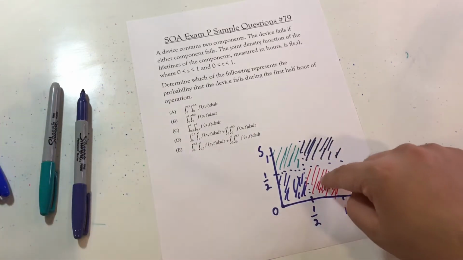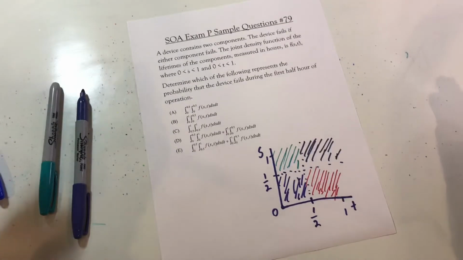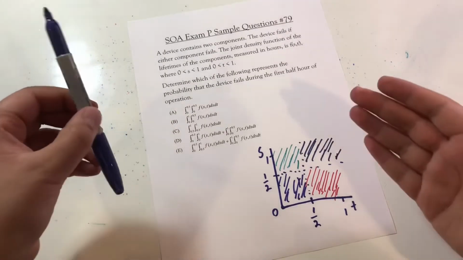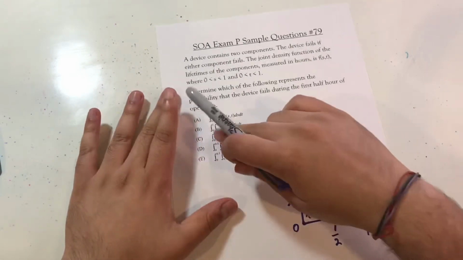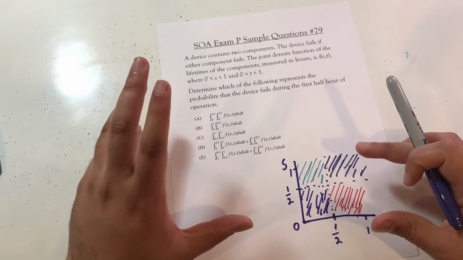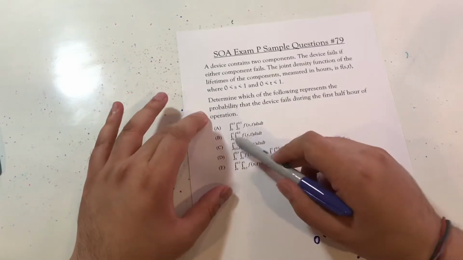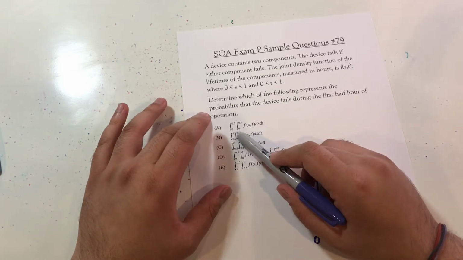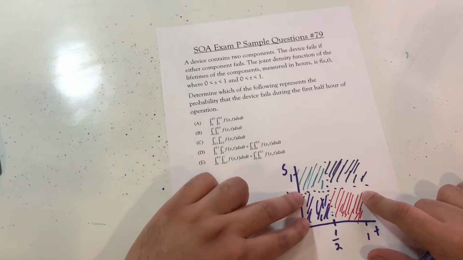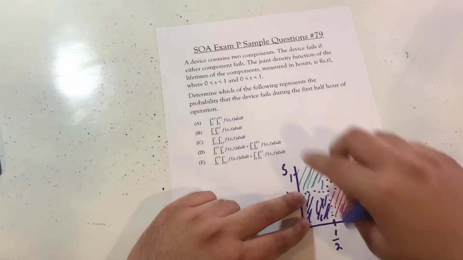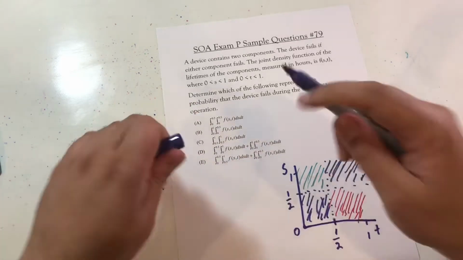Now, if we fall into any of these 3 boxes, the machine will stop working. So let's look for which set of integrals gives us that range. If we look at answer choice A, 0 to 0.5 for ds, so from here to here, and then here to here, this boxed in range. So it's not answer choice A.